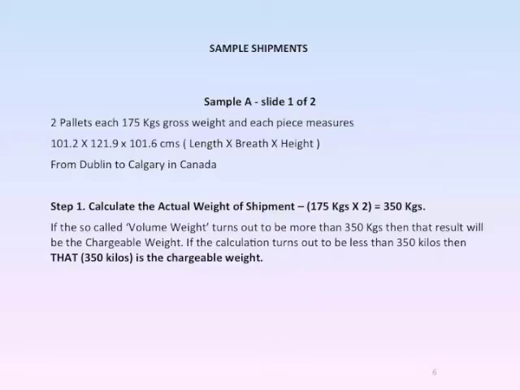Now, step 1, the first thing we have to do is to calculate the actual weight of the shipment. So we know that the weight is 175 kilos multiplied by 2 pallets gives us 350 kilos. If the so-called volume weight turns out to be more than 350 kilos, then that result will be the chargeable weight. If the calculation turns out to be less than 350 kilos, then that 350 kilos is the chargeable weight.